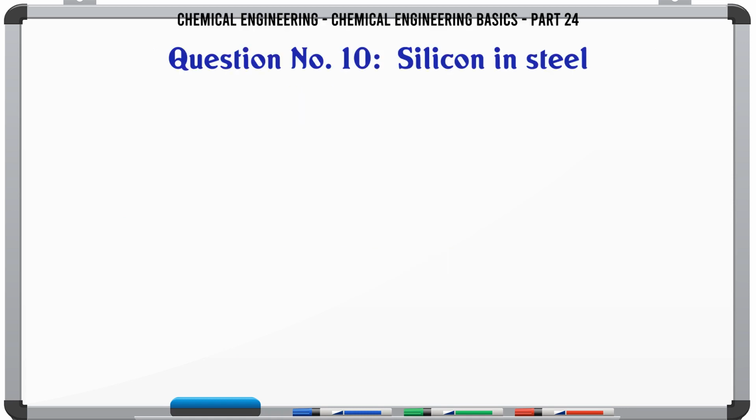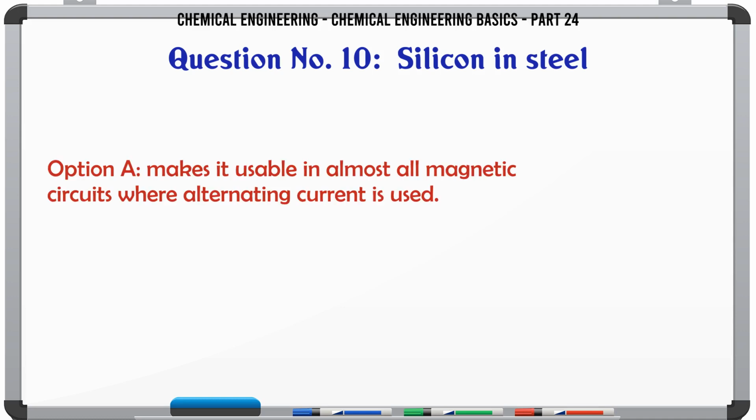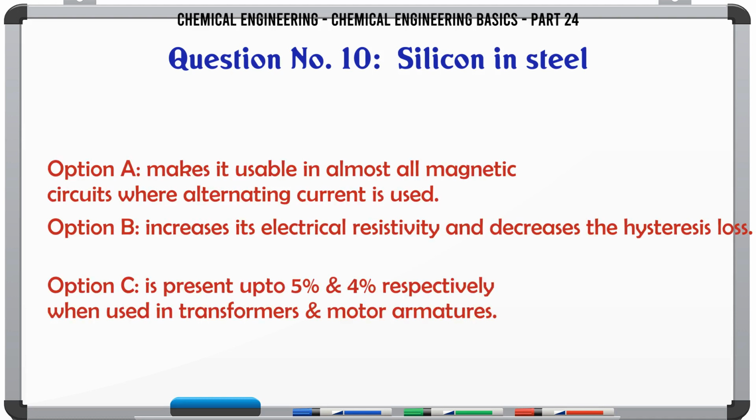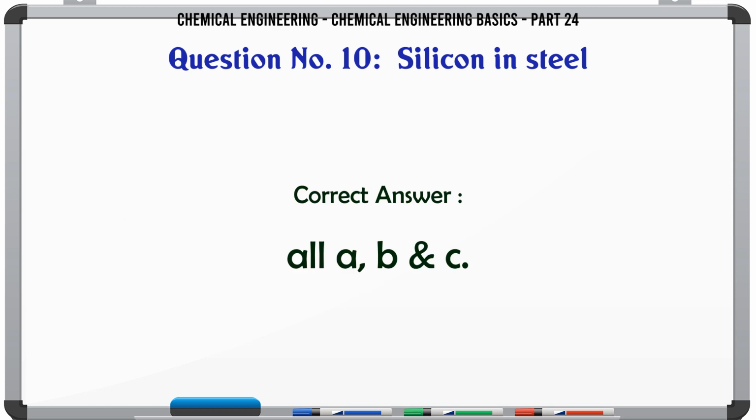Silicon in steel: A. Makes it usable in almost all magnetic circuits where alternating current is used. B. Increases its electrical resistivity and decreases the hysteresis loss. C. Is present up to 5 percent and 4 percent respectively when used in transformers and motor armatures. D. All of A, B, C. The correct answer is all of A, B, C.